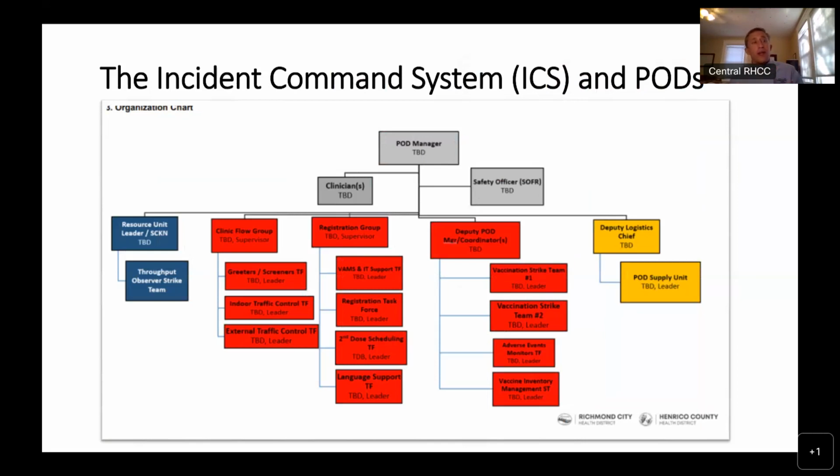And then to the right, in yellow, you have logistics. And in one of the videos, they mentioned the person responsible for restocking medications. That would be logistics. They're also responsible for setting up tables and chairs and cones and that sort of thing.